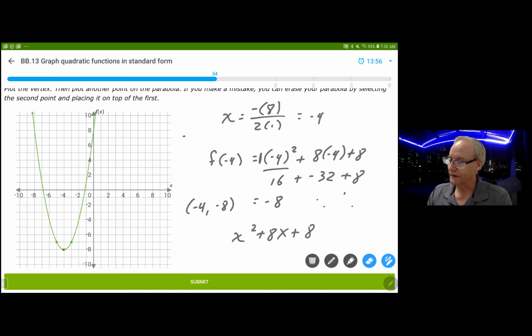Now, it's kind of interesting that my x values, these are called the roots or the zeros. They don't work out evenly because this is non-factorable. This looks like x plus 4 squared, but it would have to have a 16 at the end to be x plus 4 squared. Anyway, there it is. It's a standard parabola.